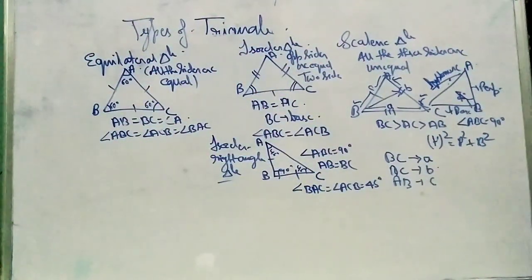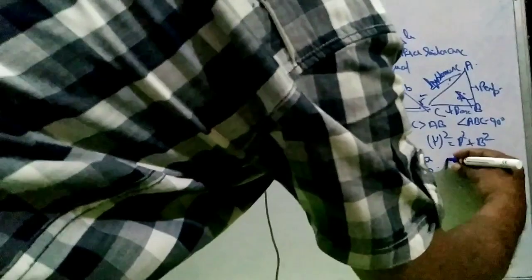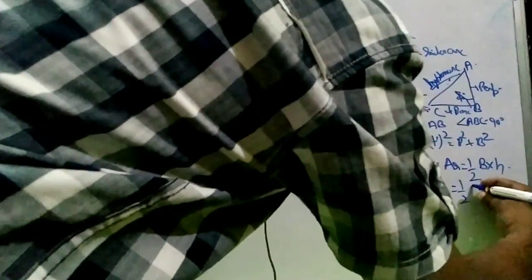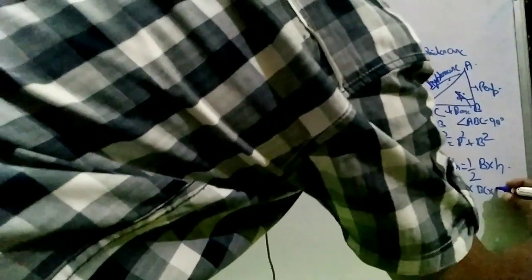Now, if you have to calculate the area of the triangle, the area of a triangle is calculated by area equals half into base into height. So, in this case, what is the base? BC. And what is the height? AB.